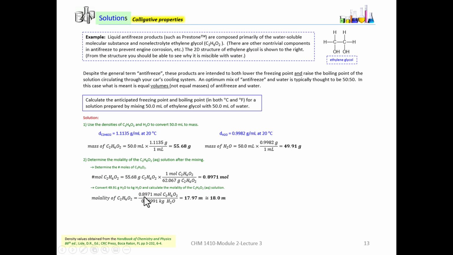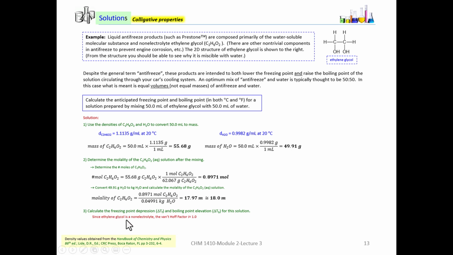So we have 0.8971 moles of ethylene glycol divided by 0.04991 kilograms of water. That gives us our definition of molality. So we find out this is an approximately 18 molal solution of ethylene glycol in water. And then we can calculate the freezing point depression and the boiling point elevation for this solution.